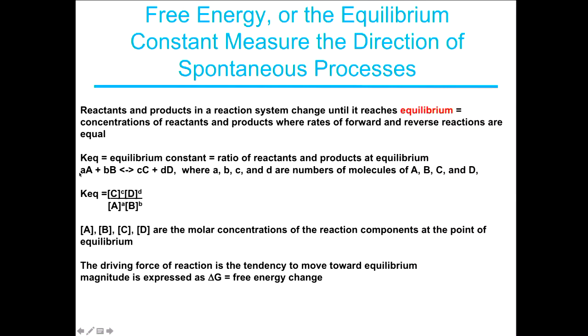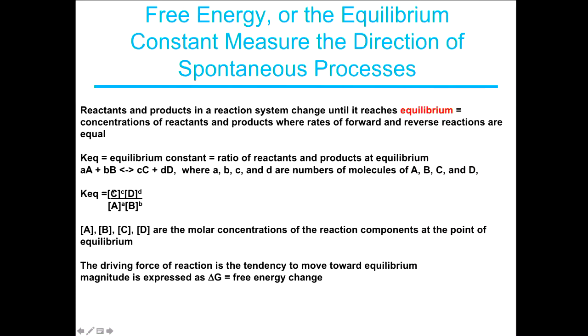Okay, so this is our way of writing an example equation here. Some small a number of molecules of molecule A, some small b number of molecules of molecule B get converted to c molecules of molecule C and d molecules of molecule D. Okay, so the small letters are numbers, the big letters are molecules. And this is our K equilibrium.